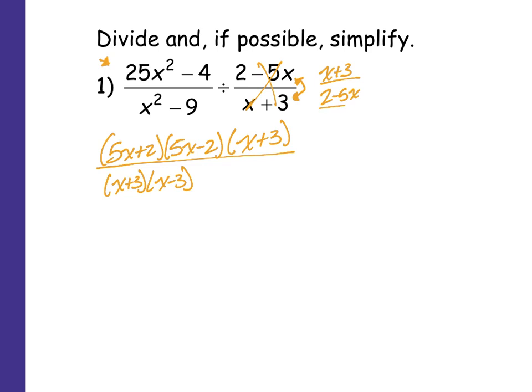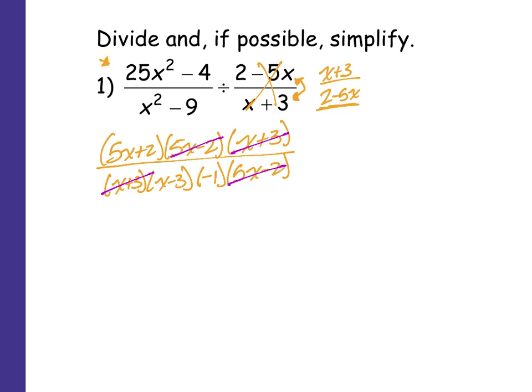And then I need to factor this. I'm going to factor out a negative 1. And then that becomes 5x minus 2. And then I have a 5x minus 2 and a 5x minus 2, x plus 3, x plus 3. And why do you factor out the minus 1? Because if I didn't, I wouldn't have a like term on top and the bottom.